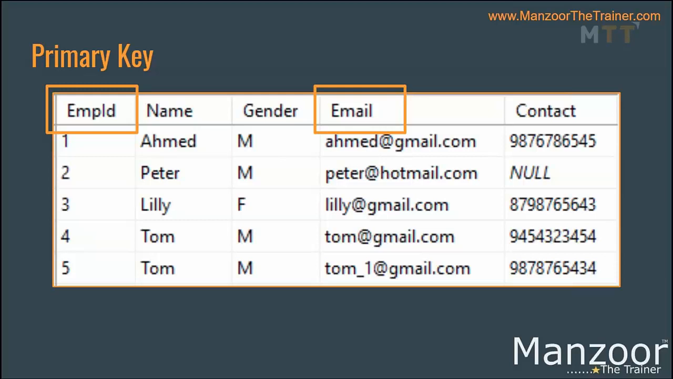Then what is the difference between employee ID and email, primary key and unique key? Only one difference: in a unique key you can have one and only one null value. That means if you have 10 email addresses, one email address can be null and all 9 should be different. And you can make multiple unique keys in a table, but can we make multiple primary keys? No. Have you understood the difference between primary key and unique key?